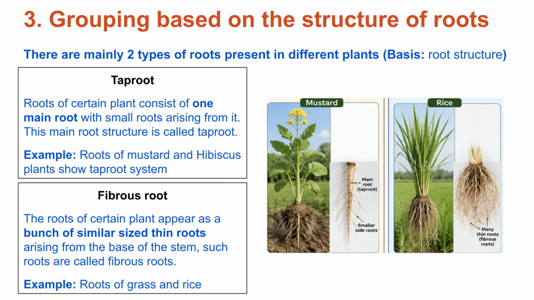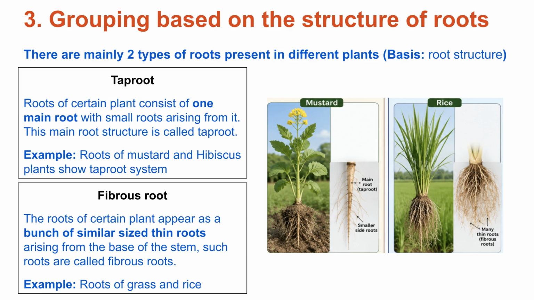As you can see in this figure, one of them is called taproot. Taproot has one main root which is strong, and some small roots which are weak coming out of it. This root structure is called taproot, and you can easily see this kind of root structure in plants of mustard and hibiscus. On the other hand, there is another type of root structure that is called fibrous roots.